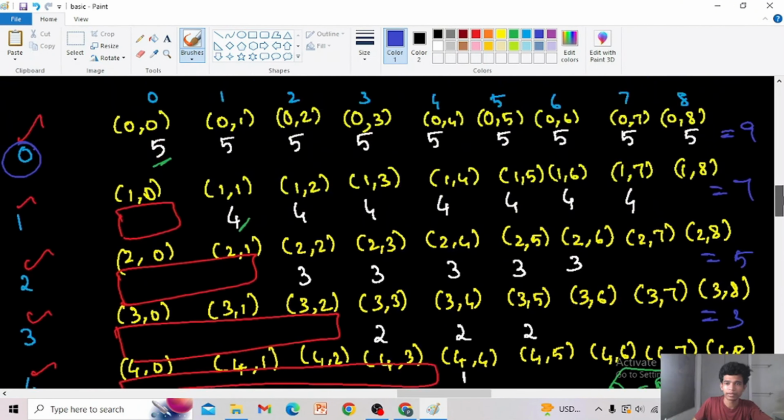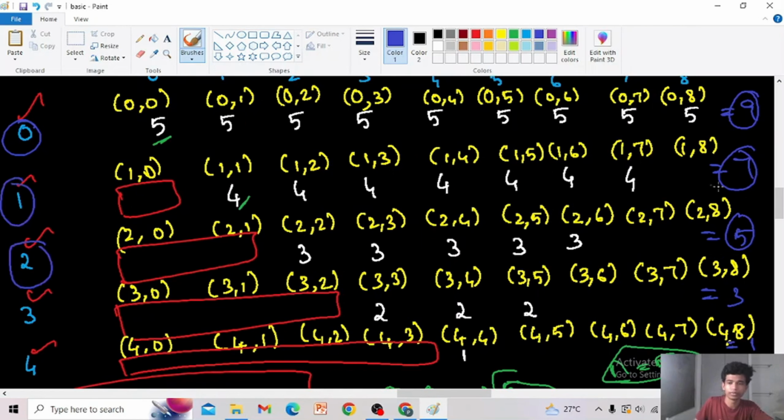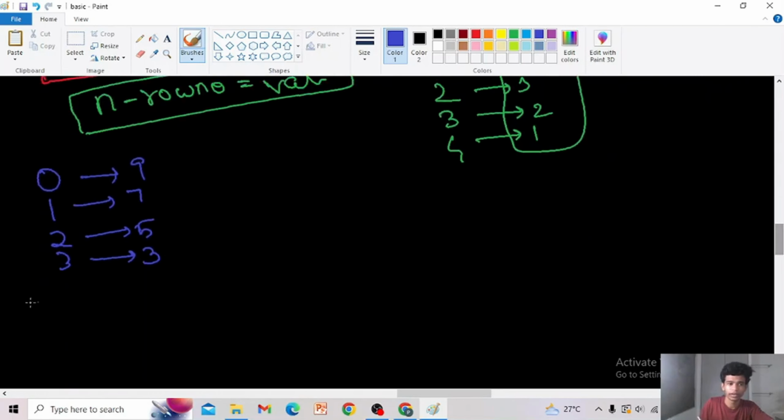From this, I can say it is inverted from the previous example, right? So when I get this 9, this 7, this 5, when the row is 0, 1, 2, I can say at the 0th row I got 9. At the first row I got 7. At the second row I got 5. And the third row I got what? 3. And then at the fourth row I got 1.